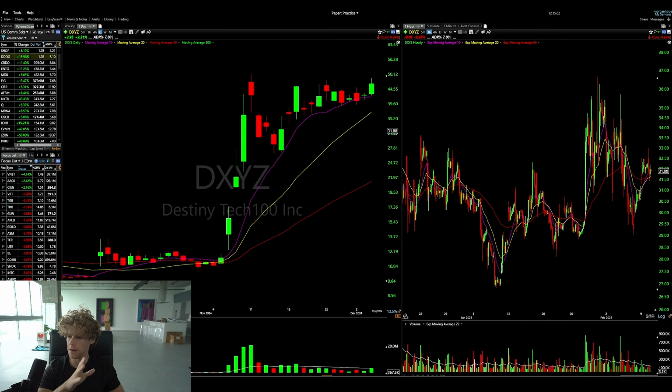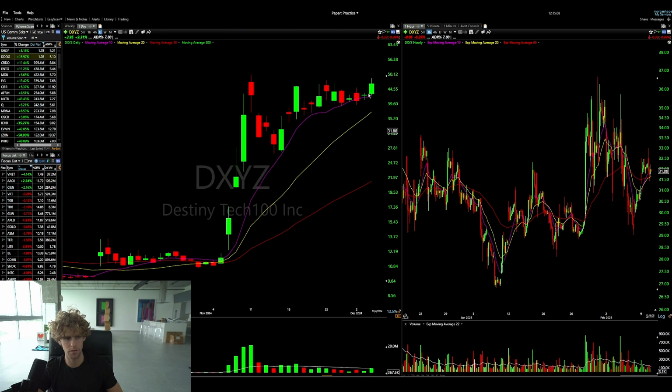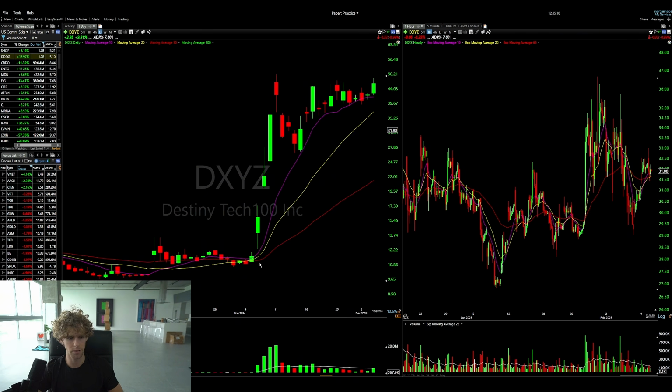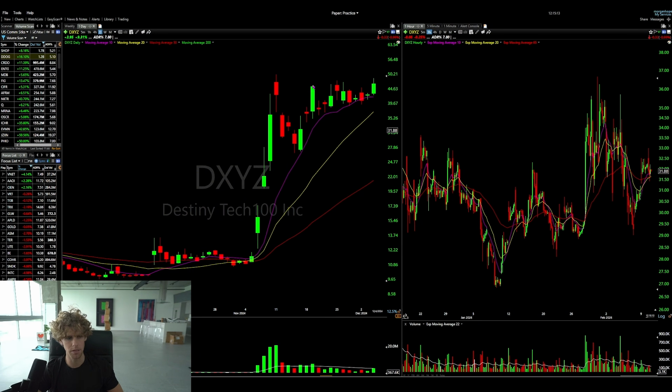So the main part is going to be, we're going to look at a couple setups. So that is the setup, right? And it breaks out right there. So big move up. It pulls back to the moving average here, but doesn't build a range. Then it bounces up a little bit.